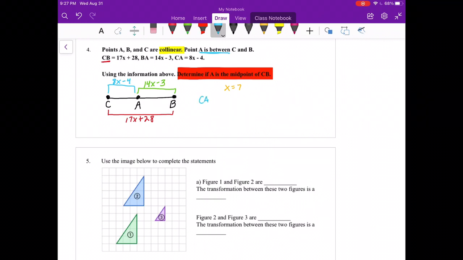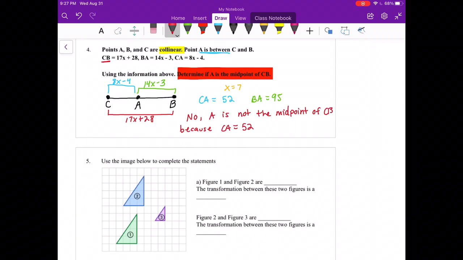So what we're going to do now is take the fact that CA is 52 and the fact that BA is 95, and compare them. Since 52 is not the same as 95, our answer is going to be no. A is not the midpoint of CB. And it's not the midpoint because CA has a length of 52 and BA, on the other hand, has a length of 95. And that right there is our answer.